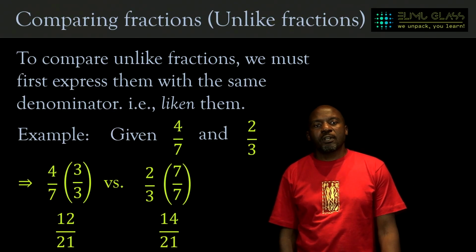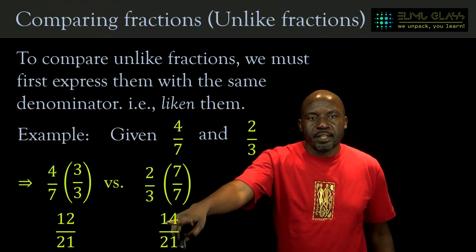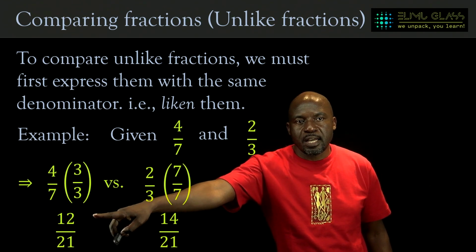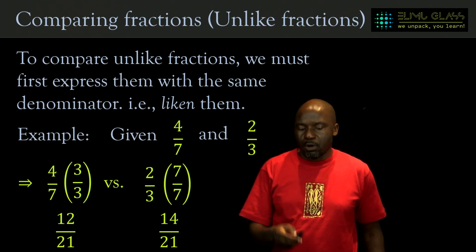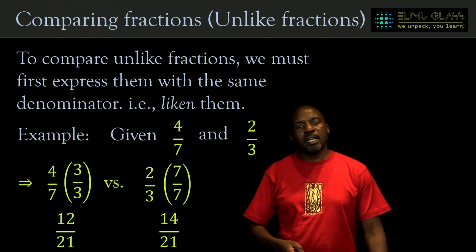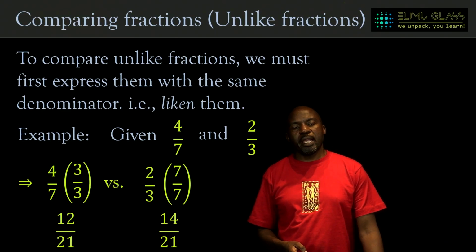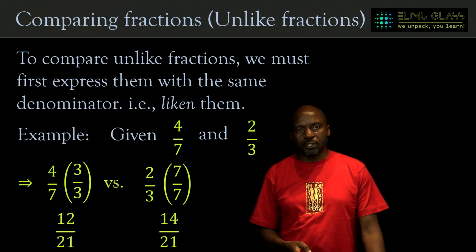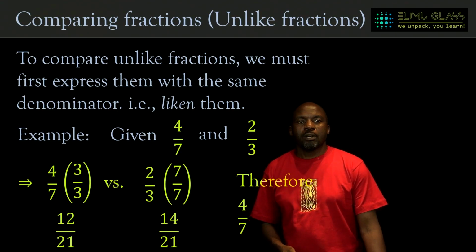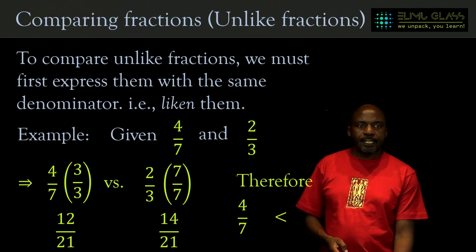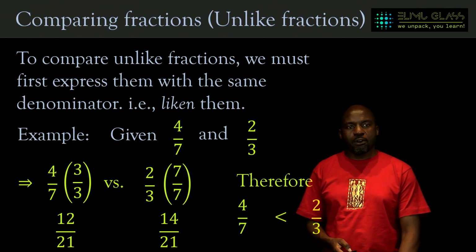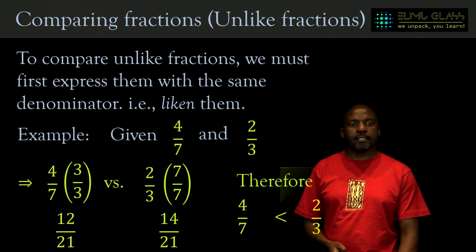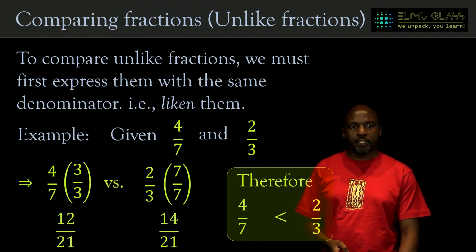Clearly the numerator there is bigger than the numerator there, and that tells me that 2/3 is greater than 4 on 7. So this is one way to compare a number of fractions. 4 over 7 is less than 2 over 3, or 2 over 3 is greater than 4 over 7 as another way of saying it. We have compared the 2 fractions.